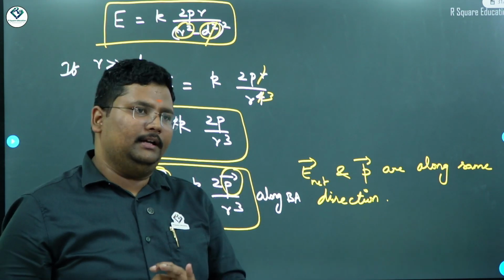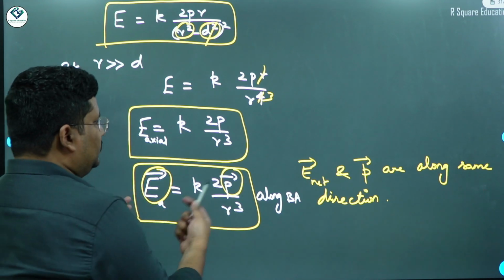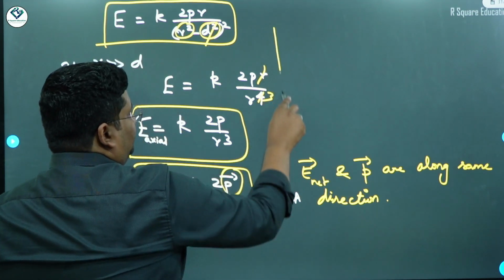So this is going to be the electric field due to an electric dipole along axial line. This is a very, very important 5-mark question. And also if you want, you can expand it and write it also. Okay. So how?